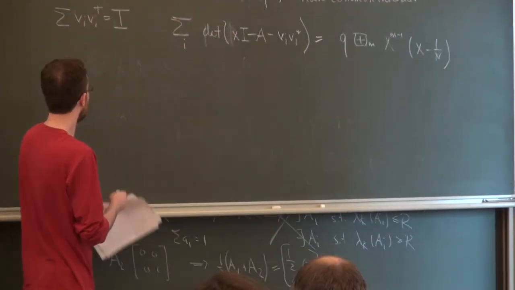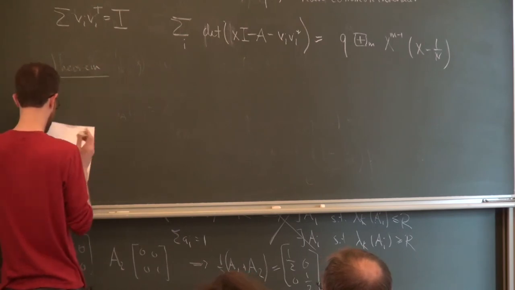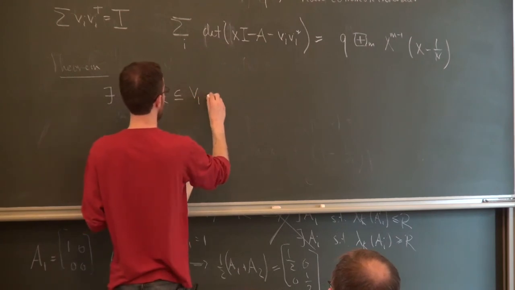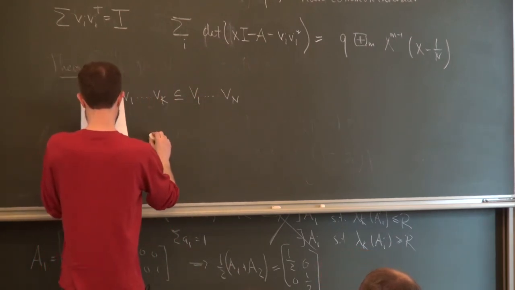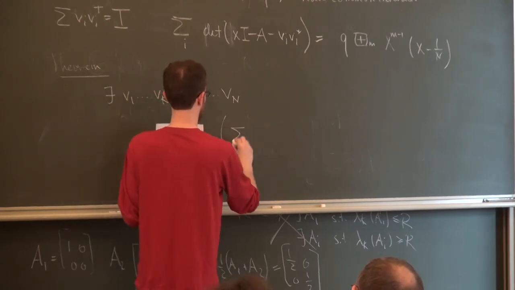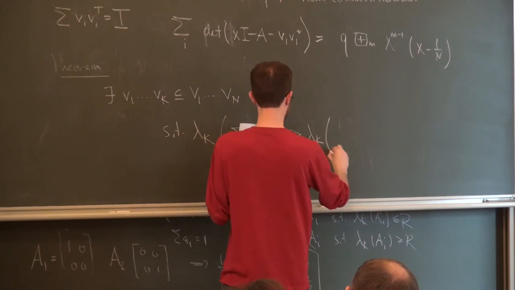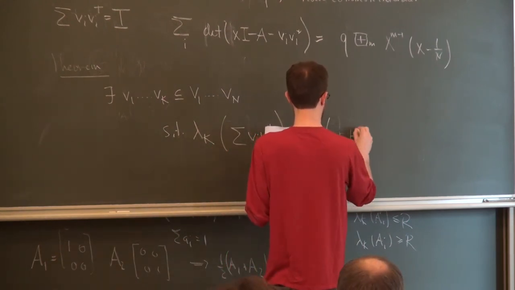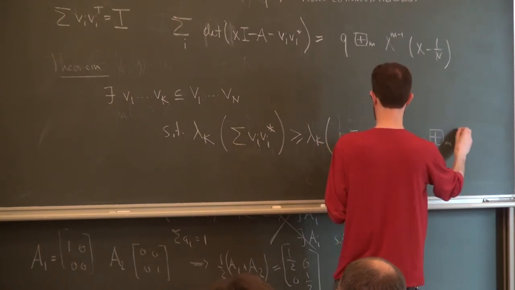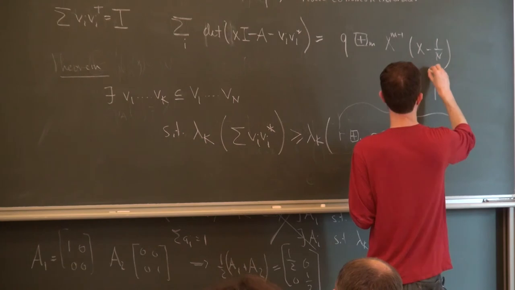and one of them has a worse kth root than this. So in particular, this leads to the following theorem. So there exists V1 through VK, a subset of these V1 through VN, such that lambda k of the sum over vi star is greater than or equal to lambda k of, let's call it r plus mr, times, where this polynomial is R of X.